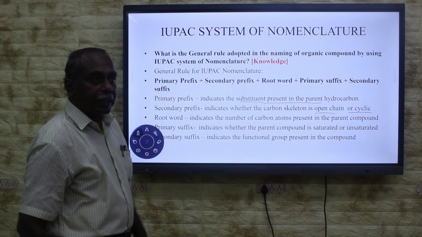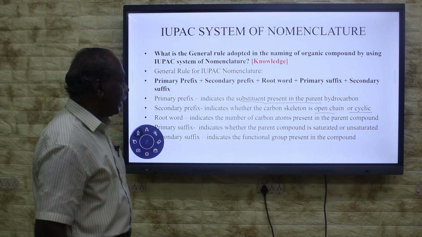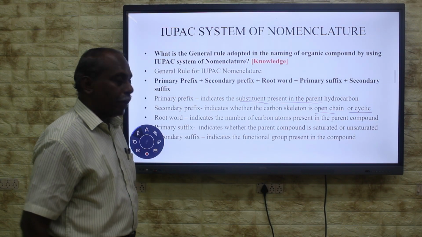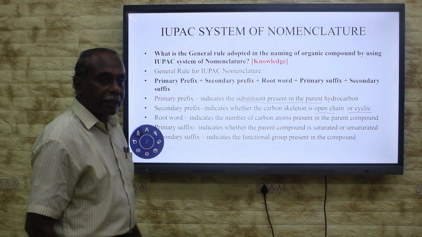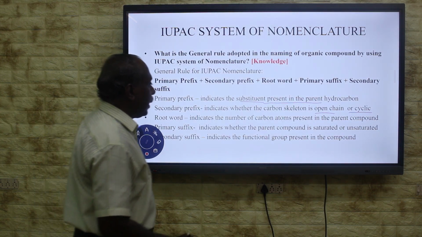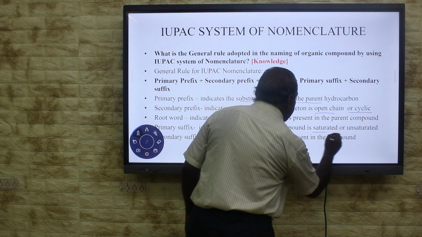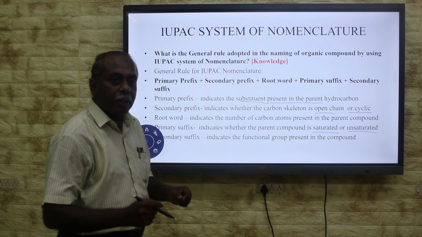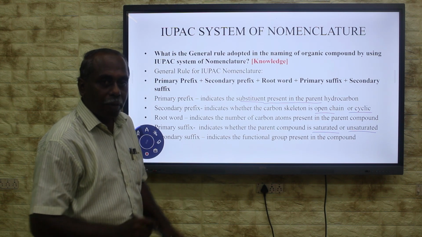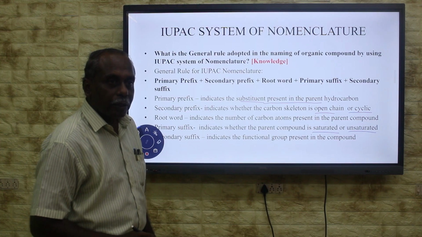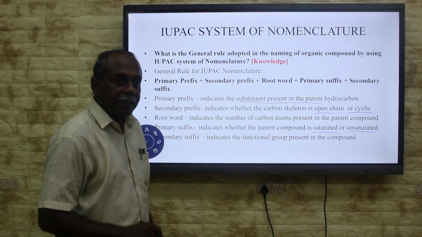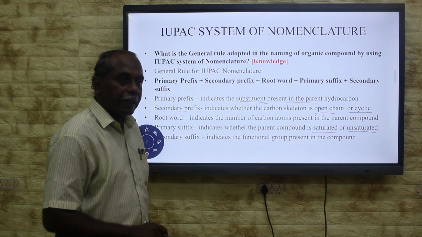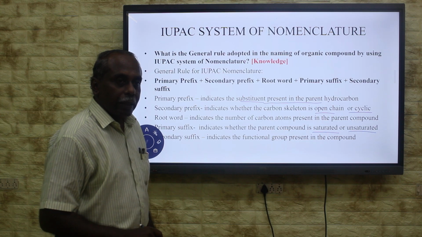Then the root word indicates the number of carbon atoms present in the parent compound. The chain with more carbon atoms is to be taken as the parent compound. Then the primary suffix indicates whether the parent compound is saturated or unsaturated. Saturated means the carbon atoms are arranged with single bonds, which is indicated by A-N-E. Whether the compound has a double bond should be indicated by E-N-E.